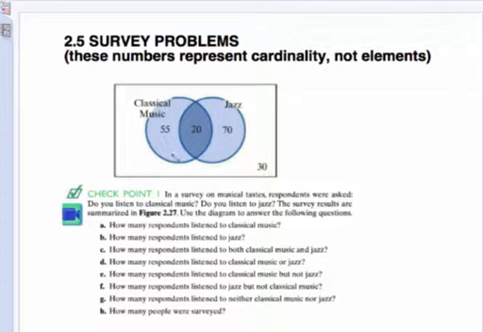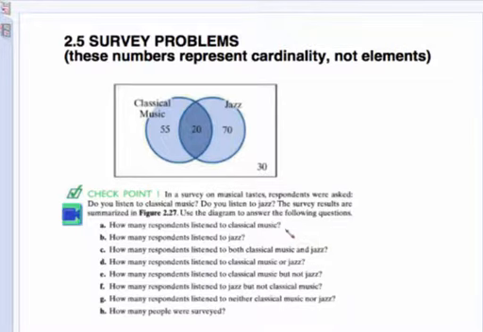We have those who like classical, those who like jazz, and you should remember what this 20 is. This 20 in here is in common to both of these. These are the people who liked classical music and jazz. And what are these 30 down here? These are the remainder people in your universal set who did not like classical or jazz. So let's see if we can figure out these numbers here.